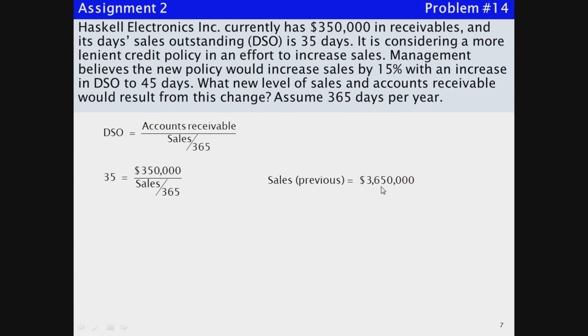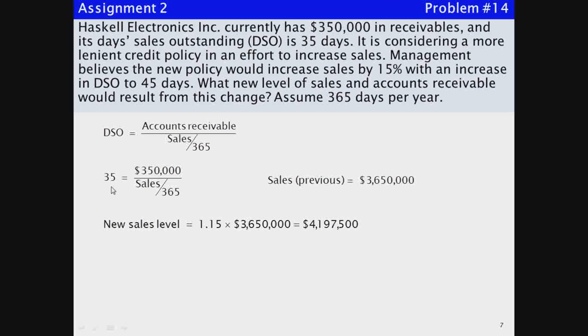Okay, so it's now going to consider a more lenient credit policy to increase sales, and they believe the new policy would increase sales by 15%. So let's increase sales by 15%. We'll put the new sales level in. We'll change the DSO to 45 days and see what the accounts receivable level would be. Okay, the new sales level, which we were asked to determine, is $4,197,500.